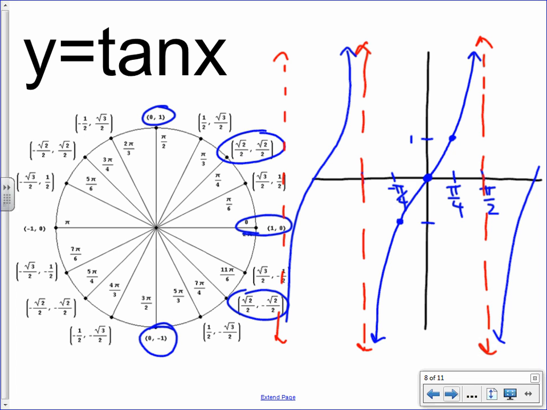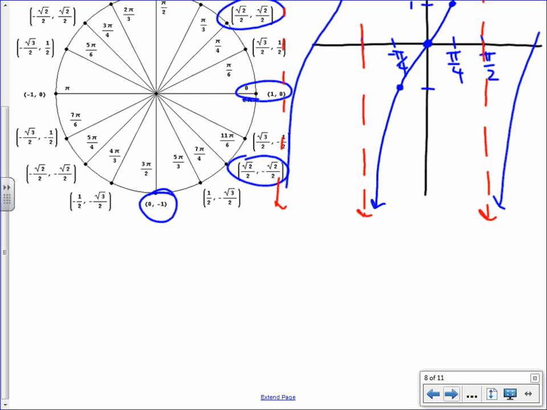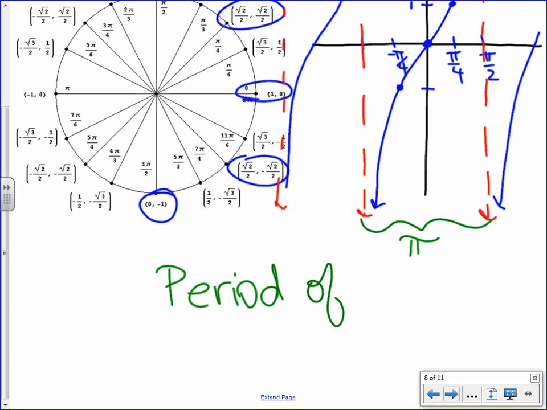Now, this is the parent graph. What is the period? How long before we start repeating again? Pi. If I look where this asymptote is and this asymptote, the asymptotes are where we're going to repeat over and over again. So there's only pi from negative pi over 2 to positive pi over 2. So something that's important to note is the period of tangent is pi.